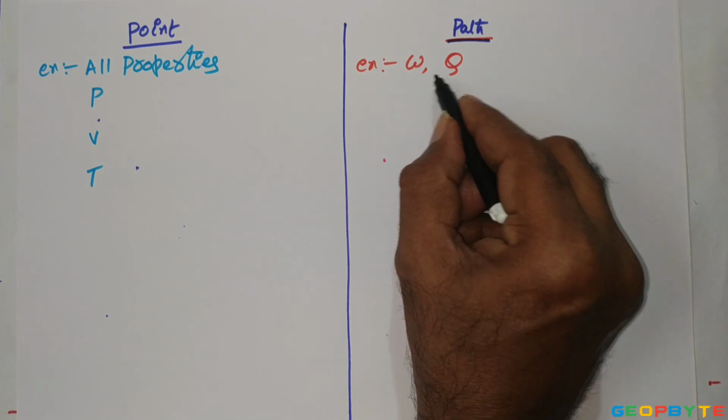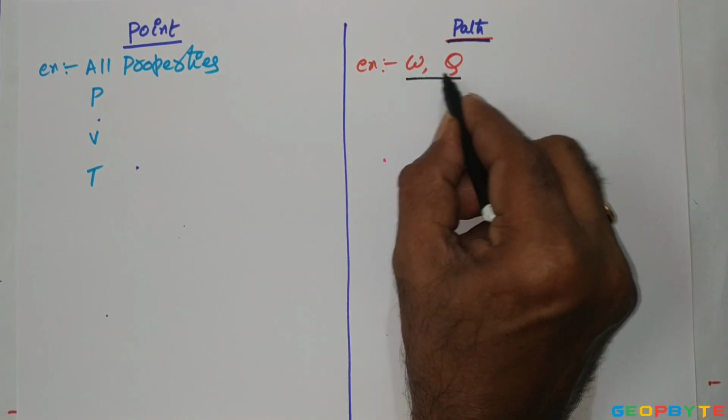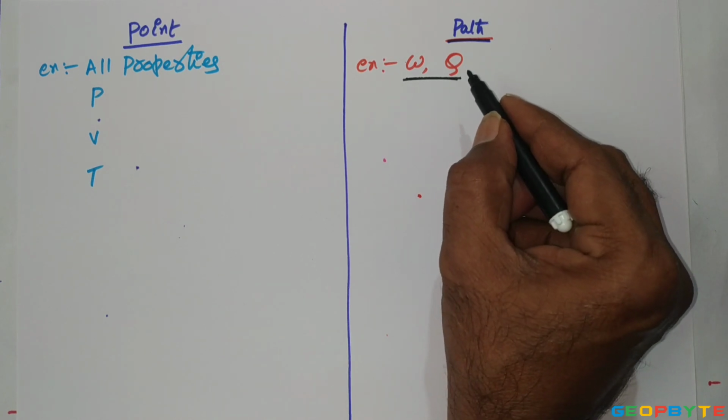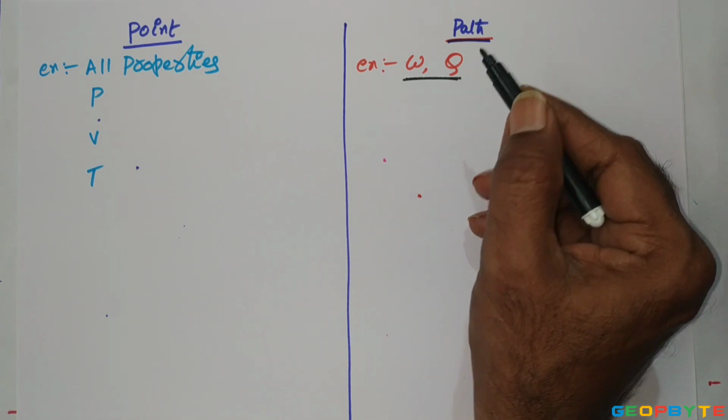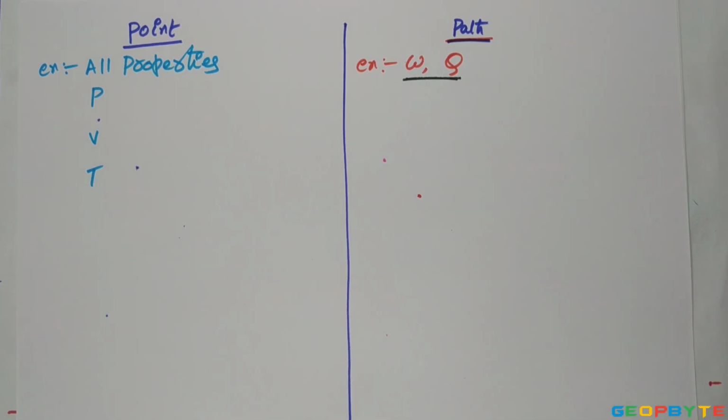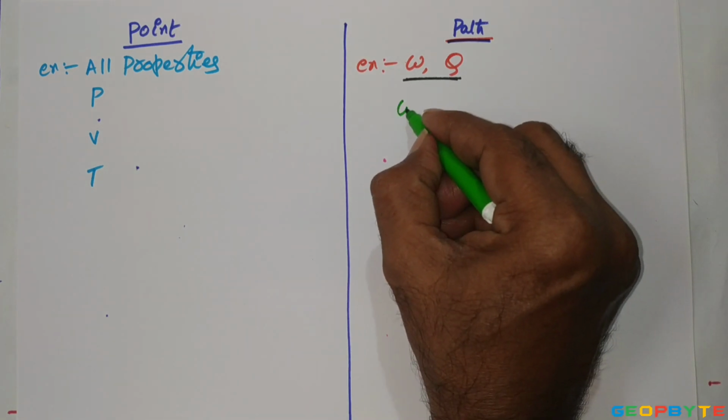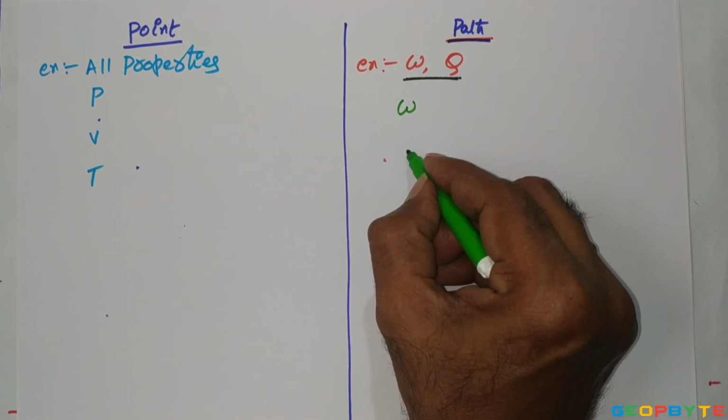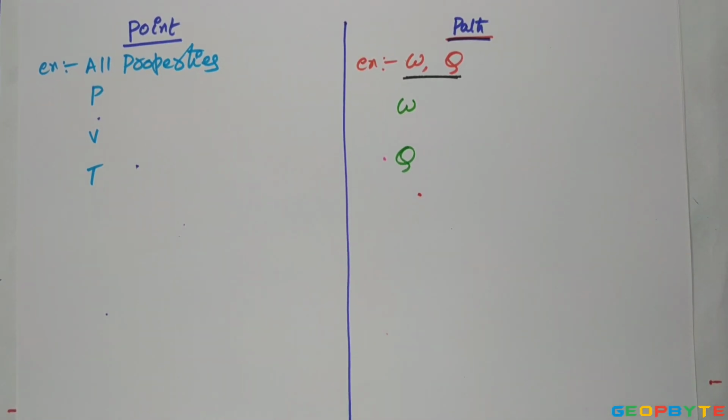So thermodynamic heat and thermodynamic work, these two are coming under path function quantities because they are not only depending on the states of the system but also the history of the process or path followed by the process. So thermodynamic work and thermodynamic heat are path function quantities.